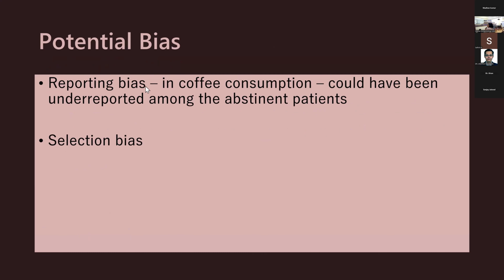I felt there could be reporting bias in terms of coffee consumption in both sides, in abstinent as well as coffee consuming groups. And because the allocation concealment was not stated explicitly, and the study being an open label study, is there a selection bias? That is another concern here.